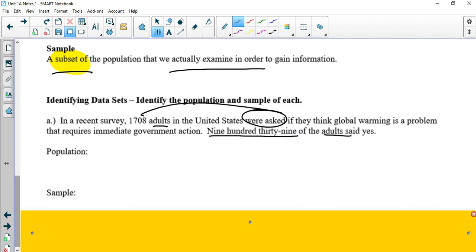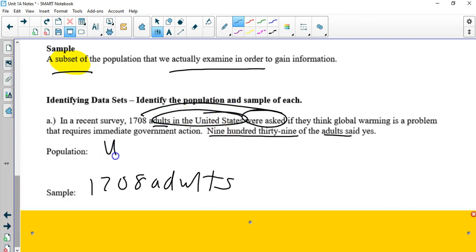That is called a distractor. We didn't examine 939. 939 were just the yeses. If we subtract 939 from 1,708, we'll get another number. Those were the no's. But those were not how many people were asked. The sample is who was asked. So the 1,708 adults is the sample. Sometimes it's easier to go backwards. Now, what's the population? Adults in the U.S.